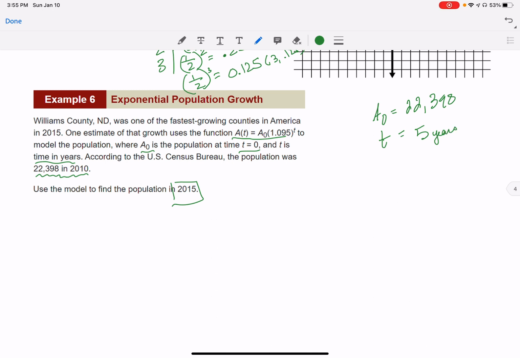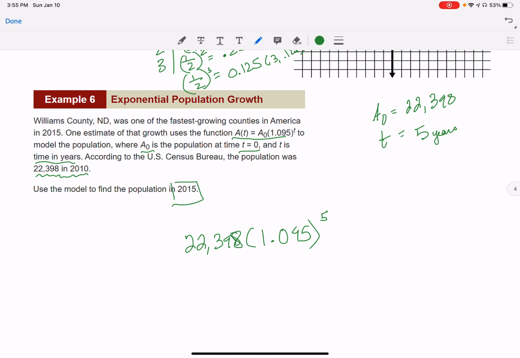Okay, so it says use the model to find the population in 2015. I'm just going to plug in these numbers. I got A, which is my population, 22,398 times 1.095. That doesn't change. And then my time is 5 because it's 5 years between 2010 and 2015.